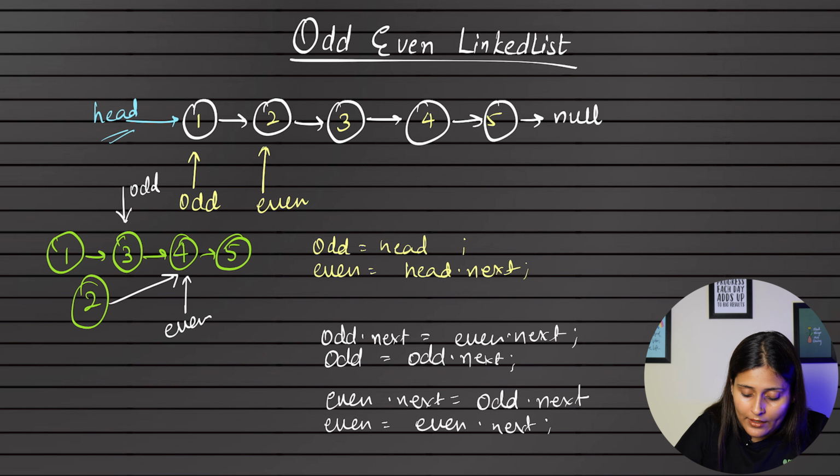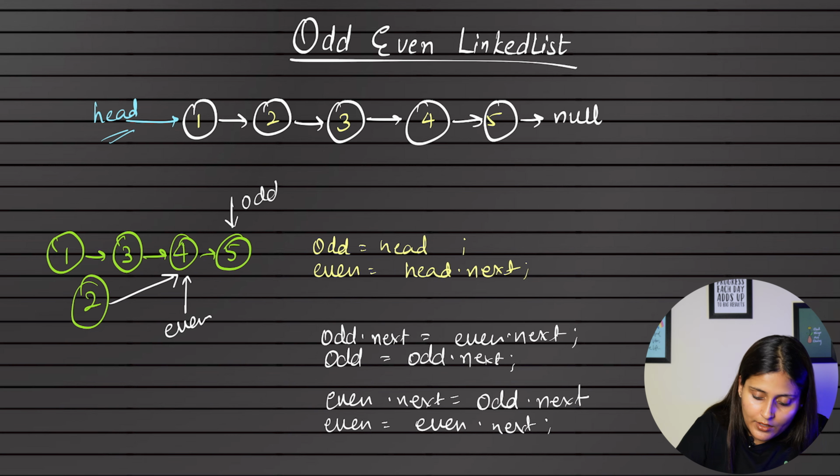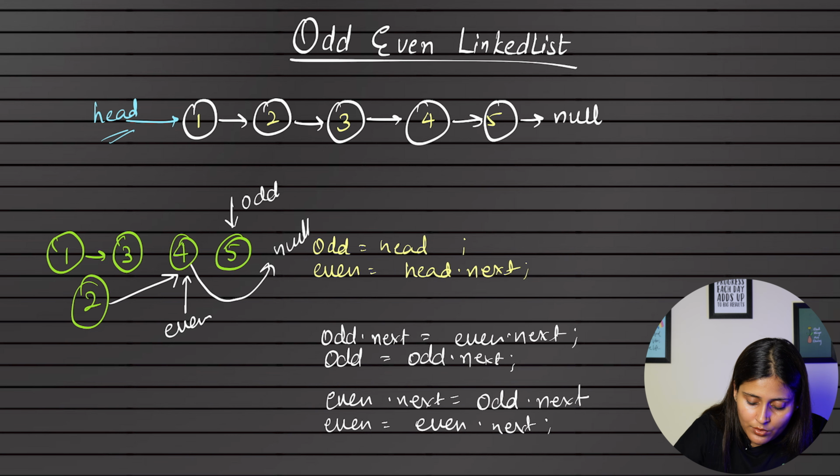Correct? Now again after that we'll move our odd to 5. So here odd will point. Now again after this, even dot next, which is 4, I want to connect with odd dot next, means 4 will have null. Correct? So 4 dot next will have null now. Okay, yes, and 3 is connected to 5. Correct? Now even is equal to even dot next. So earlier even was pointing to 4, so now even will point to null.